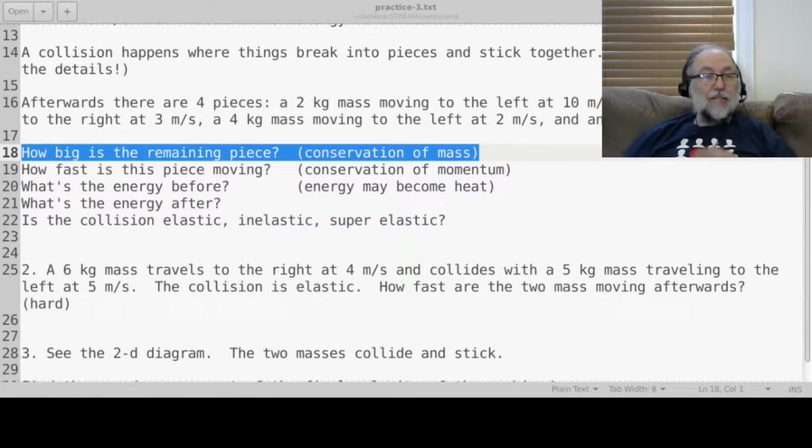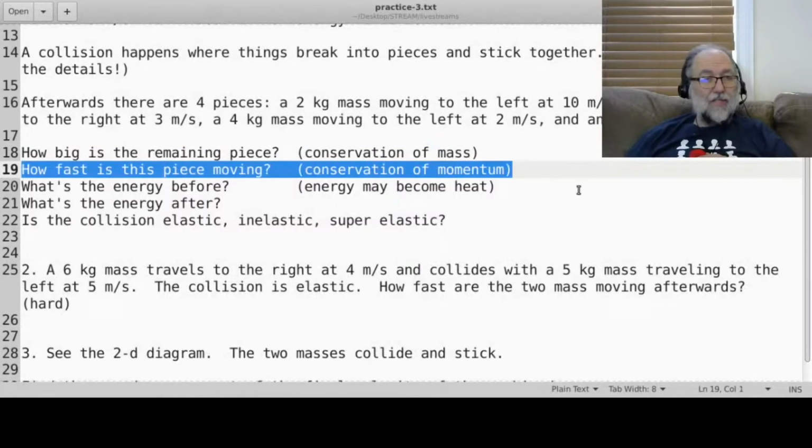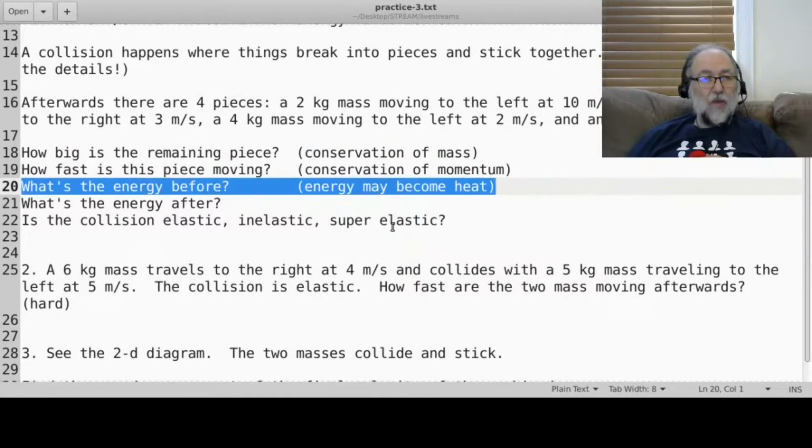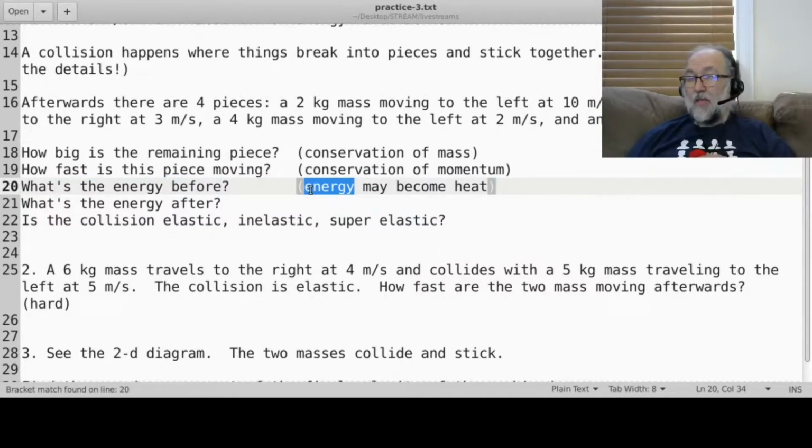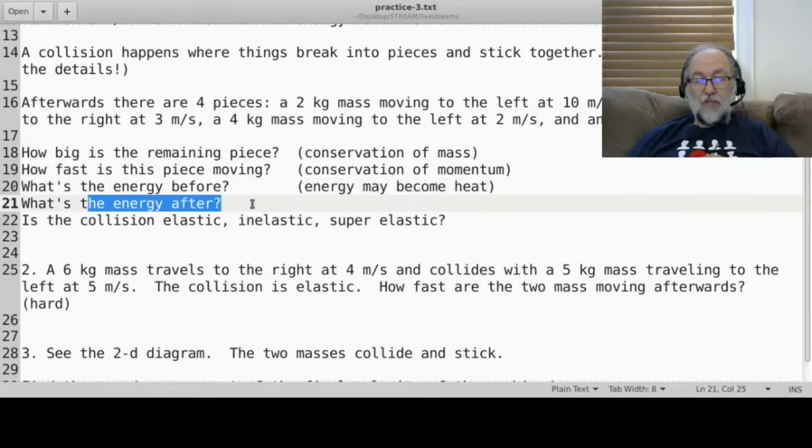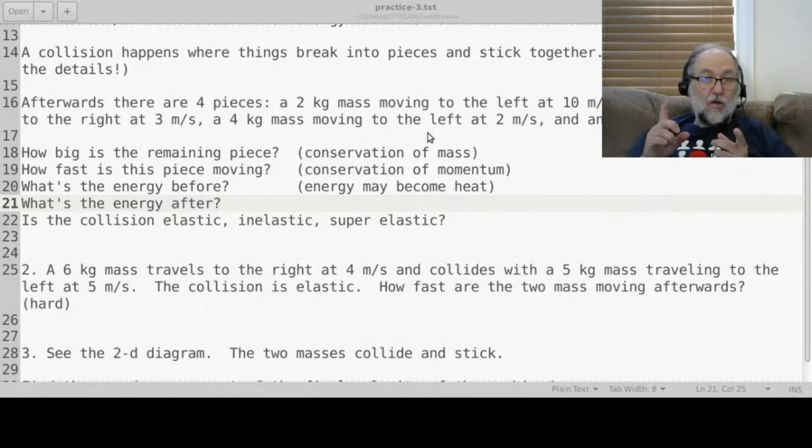The second question is, how fast is that piece moving? You're going to use conservation of momentum to answer that. What is the energy before? I didn't say conservation of energy because energy might become heat. So let's not assume that the energy before and the energy after are the same. And if they're not, you have three possibilities. Either the energy before and after are the same. I guess that's one of the possibilities.